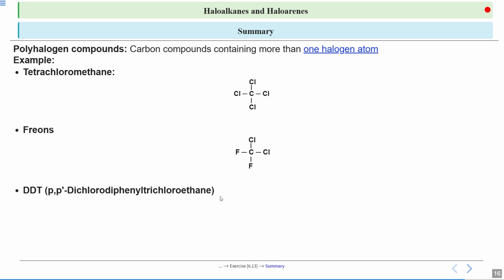dichlorodiphenyltrichloroethane. The DDT structure has a carbon bonded to two chlorobenzene rings, and this carbon is also bonded to CCl3. So the DDT structure contains five chlorine atoms, and this is a polyhalogen compound. We have seen its uses, its health impacts and also its environmental impacts. We have also seen the preparation of DDT from chlorobenzene and from chloral.